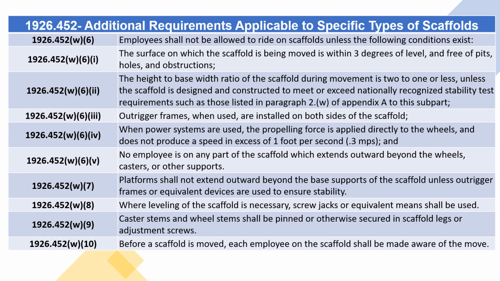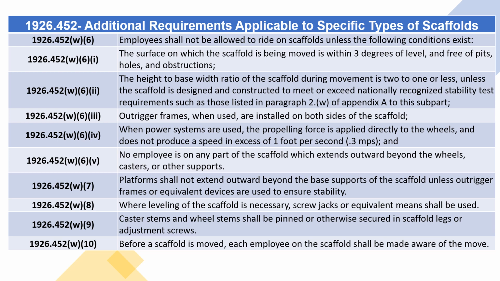1926.452(w)(6): Employees shall not be allowed to ride on scaffolds unless the following conditions exist. 1926.452(w)(6)(i) through (v): The surface on which the scaffold is being moved is within 3 degrees of level, and free of pits, holes, and obstructions. The height to base width ratio of the scaffold during movement is 2 to 1 or less, unless the scaffold is designed and constructed to meet or exceed nationally recognized stability test requirements such as those listed in paragraph 2(w) of Appendix A to this subpart.